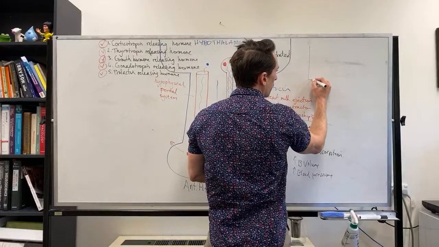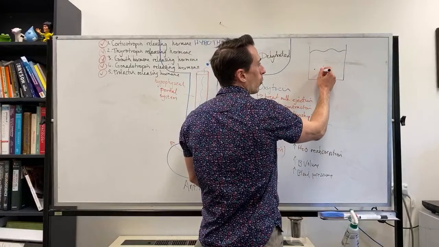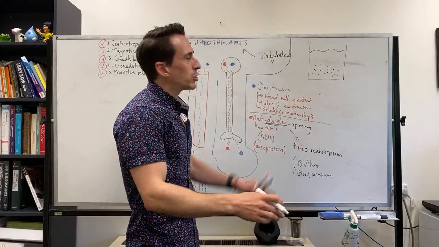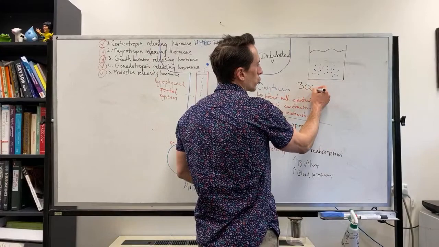If you've got a container that's filled with water and you put a whole bunch of salt, or sodium, in it, and you measure the concentration of that salt in the water, and let's just make up a number, let's say the concentration of that salt in the water is 300. Whatever that means, but that's what it is.